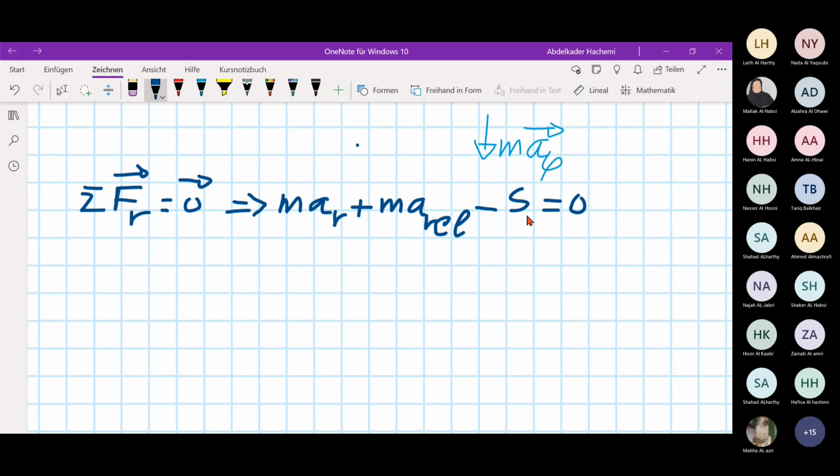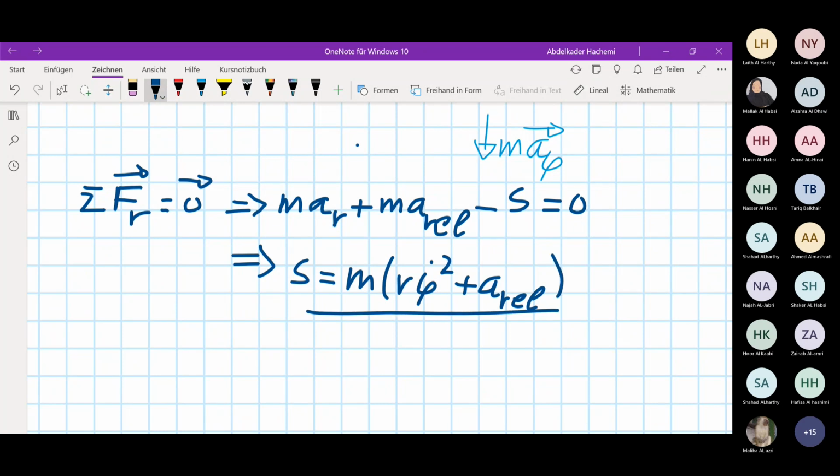Then we get from this equation S, which is equal to M multiplied by R phi dot square plus A relative. This is the expression of the, let's say, arm or rod force.